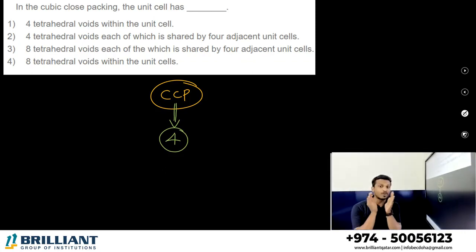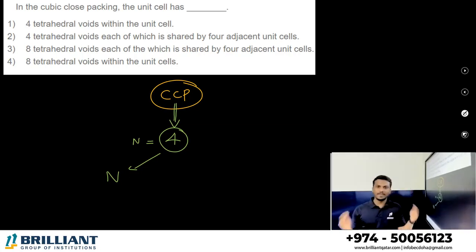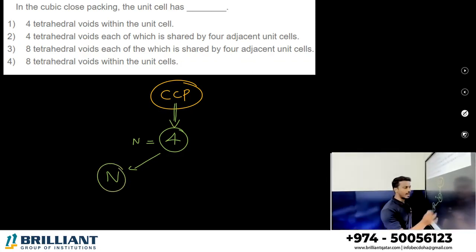If you know the number of spheres in the unit cell, you can say how many tetrahedral and octahedral voids are in the unit cell. There will be n number. This is the n value. CCP system, FCC only. FCC contains 4 atoms in the unit cell, so CCP also has 4 atoms in the unit cell. That is your n value. If you know the n value, we can calculate the octahedral void and the tetrahedral void.